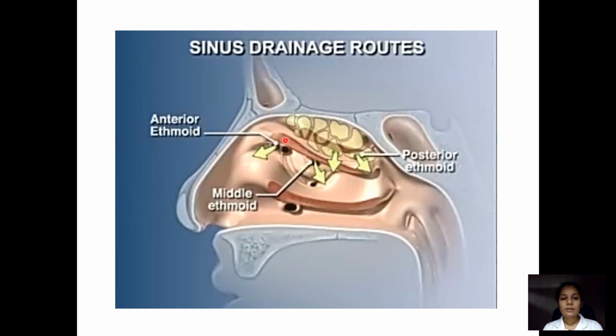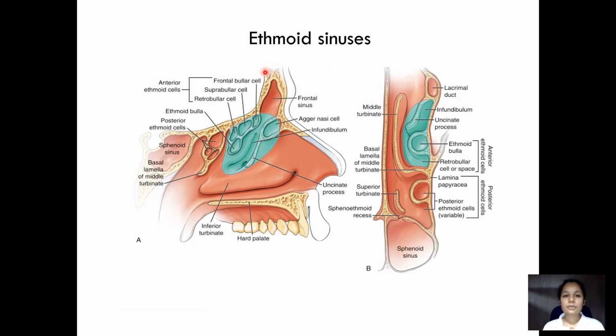The drainage pathways of the anterior and middle ethmoid are in the osteomeatal complex, and the drainage pathway of the posterior ethmoid is in the superior meatus. This diagram shows representation of the ethmoidal air cells in sagittal and axial views. In sagittal view, this is the base of skull formed by the frontal bone, ethmoid bone, and the sphenoid bone.